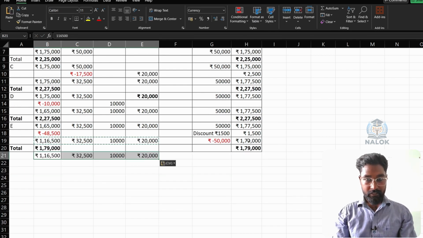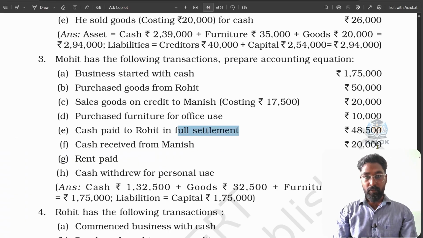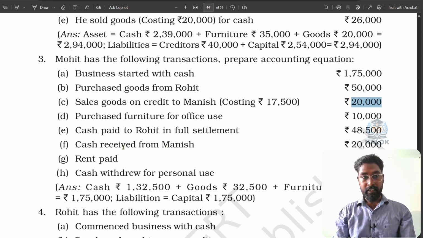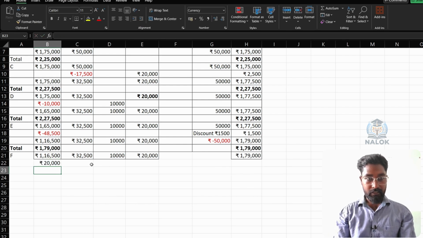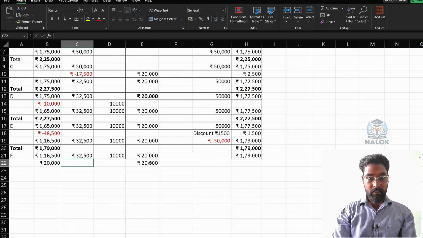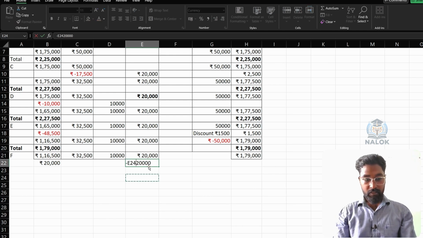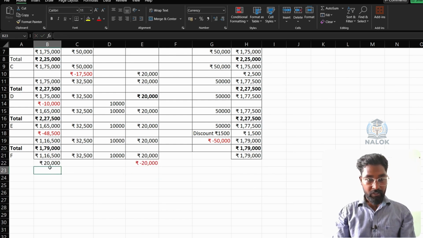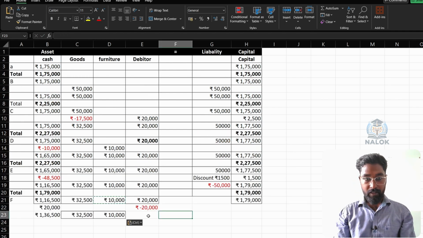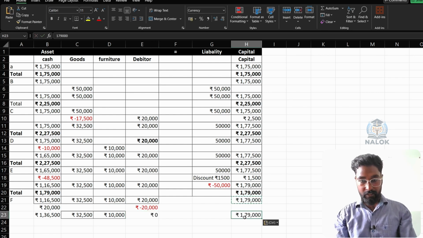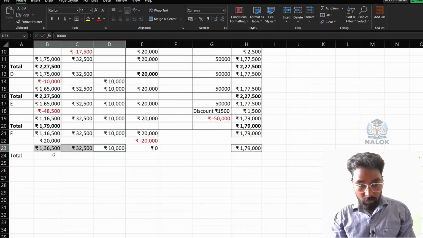Now let's analyze the transaction F. Cash received from Manish 20,000 because we sold goods on credit to Manish. We're expecting 20,000 from him. So now Manish is paying 20,000 in cash. So now let's record a transaction here. 20,000 is increasing in the cash asset. 20,000 should be decreased in the debtor section because we received the cash. Now all other accounts are not yet affected. 1,16,500 plus 20,000 comes around 1,36,500. So we don't have any debtors. It's zero. So now the capital is going to be the same, 1,79,000. Now let's do the total.